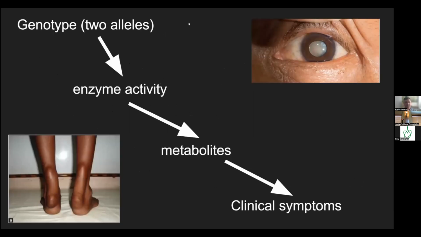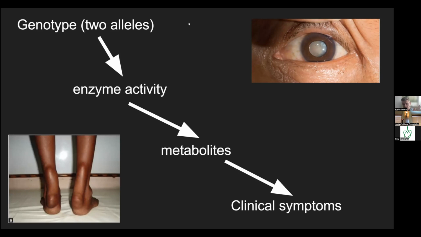So CTX is, as I said, a disease that is ultimately a genetic disease. Any patient with CTX has a CYP27A1 genotype. That combination of two alleles results in a certain amount of enzyme activity. And if that enzyme activity falls below a certain threshold, then you have the accumulation of toxic metabolites. Those toxic metabolites are the byproducts of incomplete bile acid synthesis. And those toxic byproducts cause the clinical symptoms of the disease.